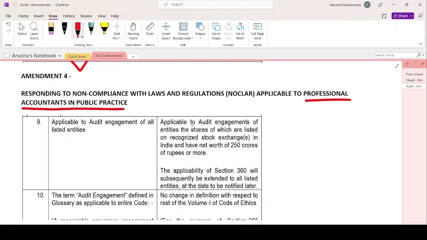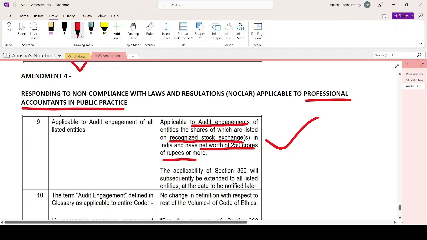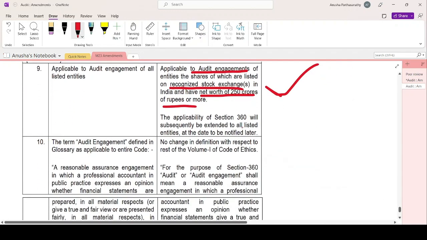Applicable to audit engagements of the entities, the shares of which are listed in recognized stock exchanges in India and have a net worth of 250 crores or more. Only then will this clause be applicable. The applicability of this section 360 will subsequently be extended to all listed entities at a date notified later. For now, it is applicable to those listed entities having a net worth of 250 crores or more. And for the rest of the listed entities, it will be notified later.